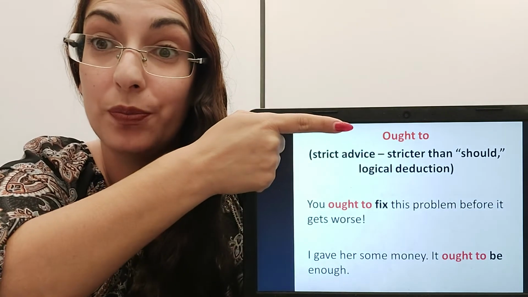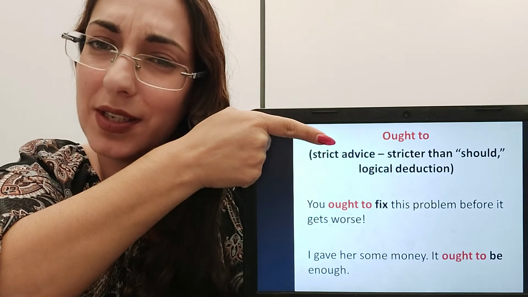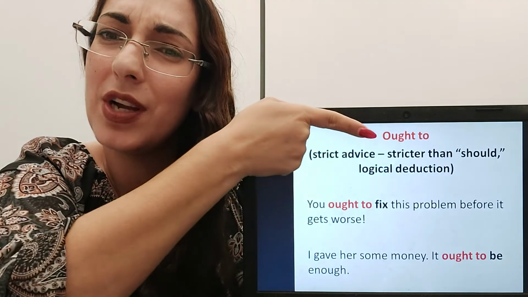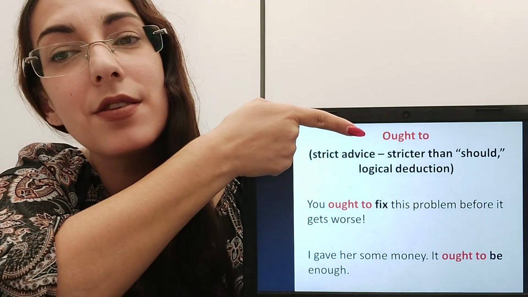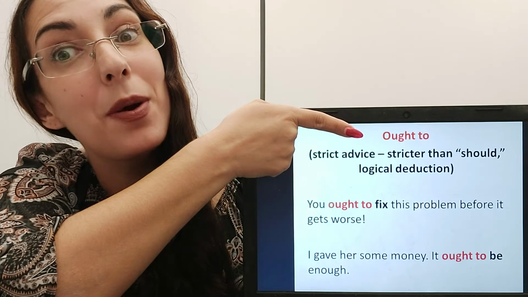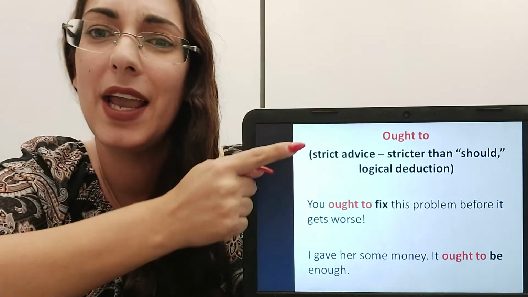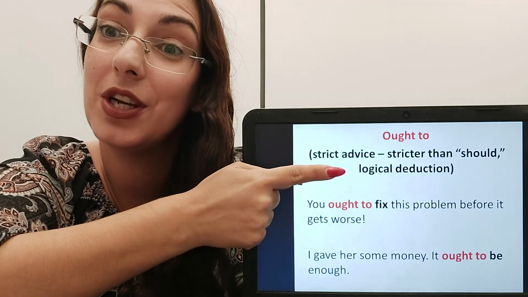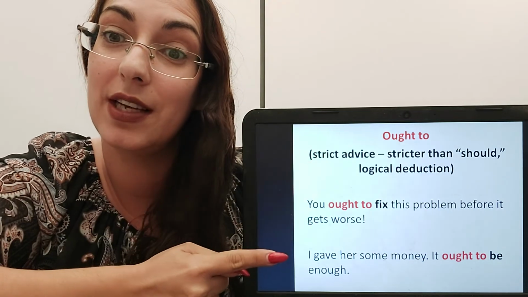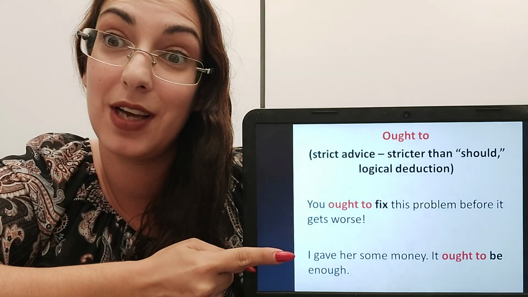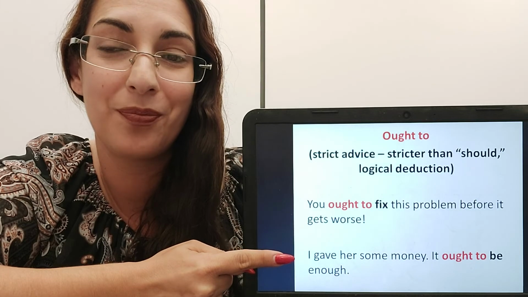Now, ought to. Ought to is strict advice, stricter than should, but less strict than the word must. It can also be used for logical deduction again. So here is the example for the logical deduction, the logical conclusion.